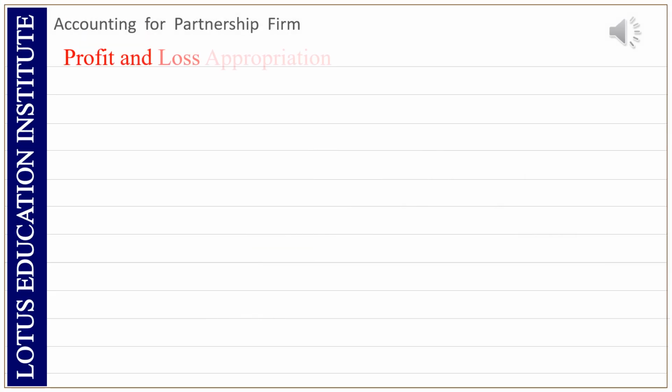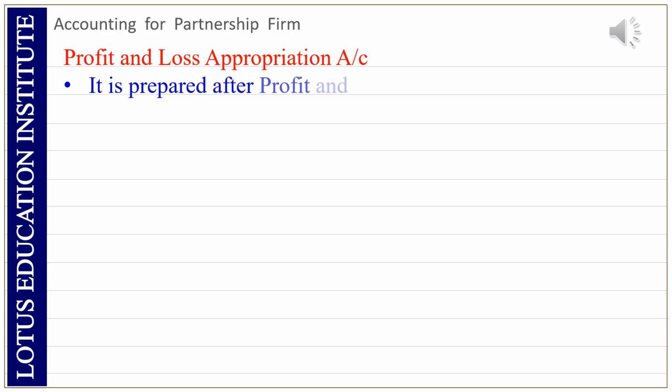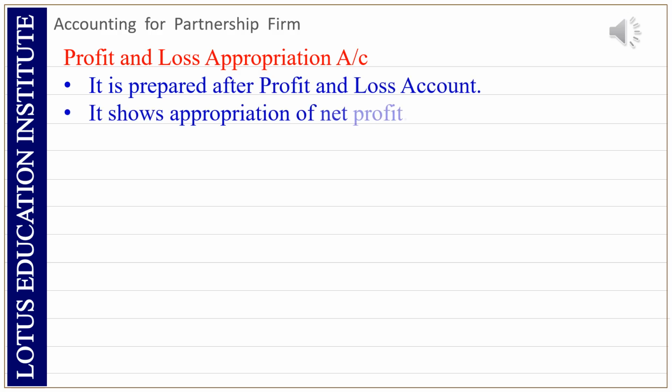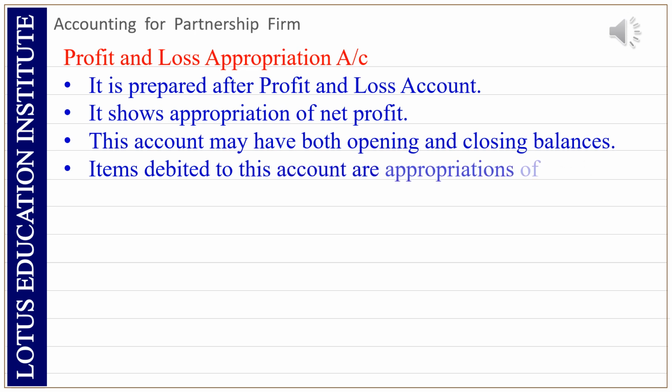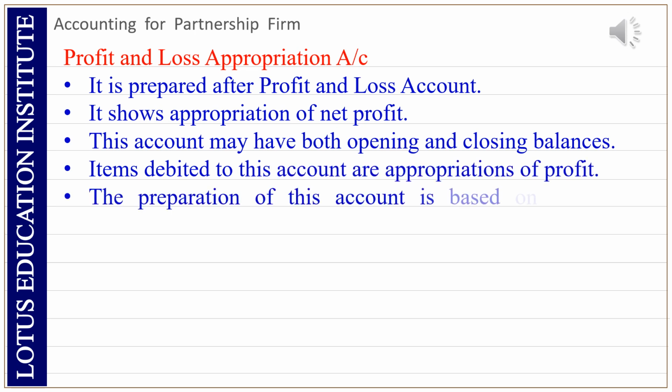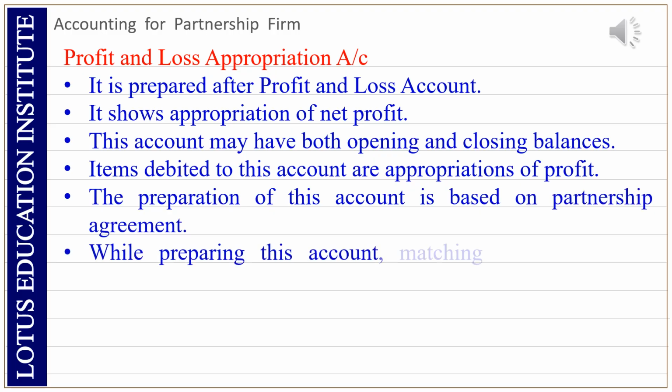Profit and loss appropriation account: it is prepared after profit and loss account. It shows appropriation of net profit. This account may have both opening and closing balances. Items debited to this account are appropriations of profit. The preparation of this account is based on partnership agreement. While preparing this account, matching principle is not followed.